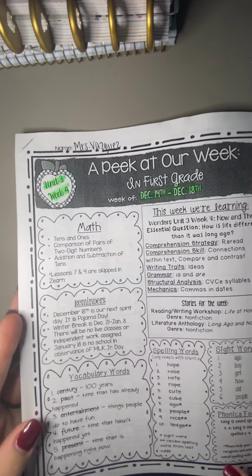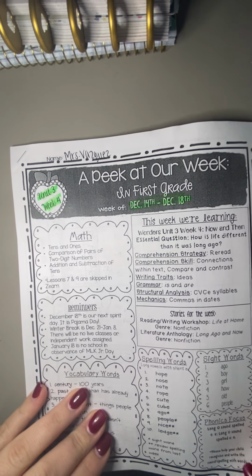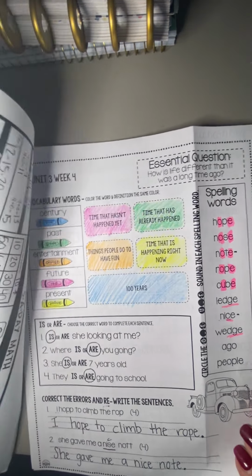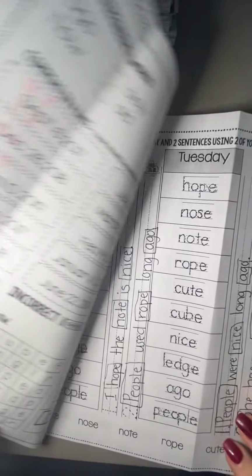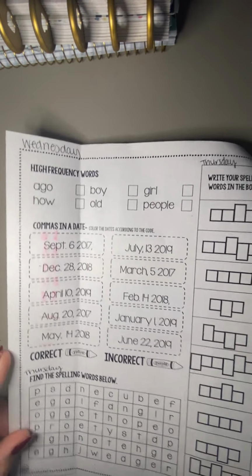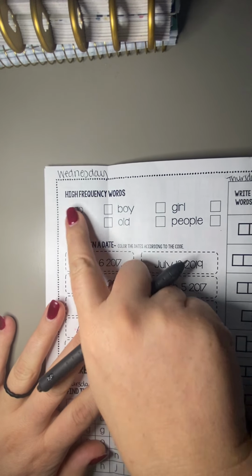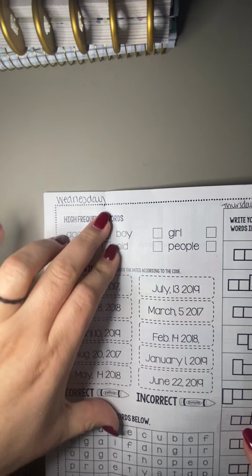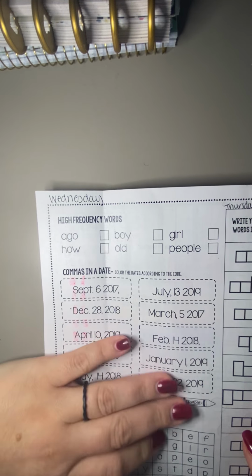Go ahead and pause your video if you need to. We are going to grab our packet and work on our Wednesday's morning work. So I'm going to flip the page. We did Mondays and Tuesdays. So now I'm going to flip it over so that I'm ready for Wednesday. So right now we're going to do our high frequency words. As I say the word, you're going to do the motion.